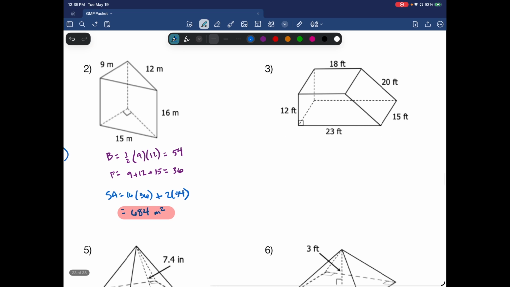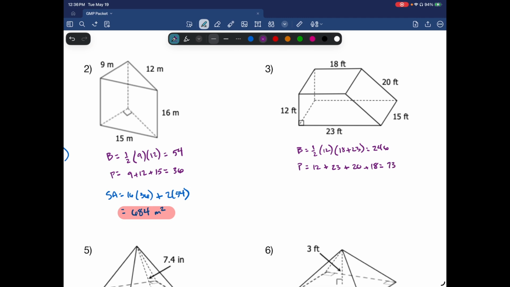Okay, now you have a trapezoid on 3, but it's the same type of formula. You use your base area, so that's going to be 1/2. My height of the trapezoid is 12, and the sum of the bases is 18 and 23, and that's going to give me a base area of 246. My perimeter is going to be 12 plus 23 plus 20, where 20 is that side of the trapezoid, and then plus 18, and that's going to give you a perimeter of 73.